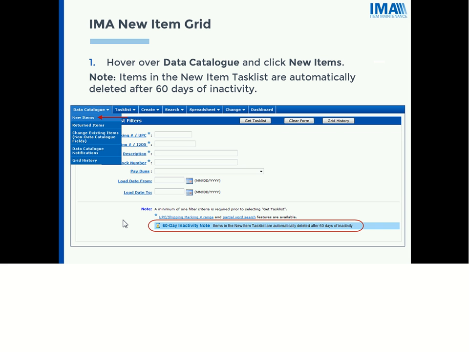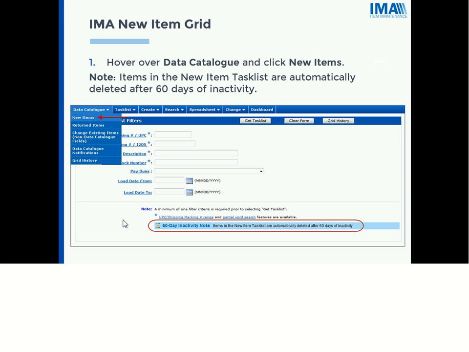So real quick, we're going to go on a high-level overview using the PowerPoint presentation, and then we're actually going to go into IMA, and I'm going to walk you through setting up items. So the first thing you would do is hover over the data catalog and click New Items.